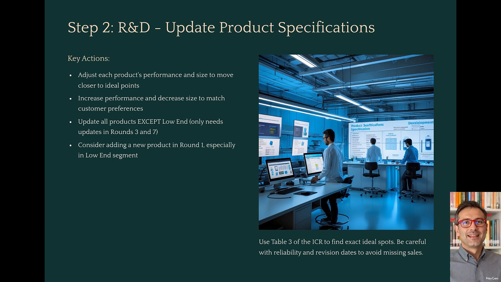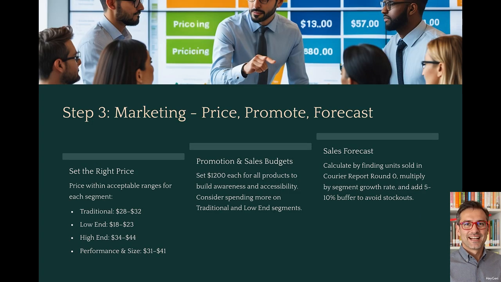Step 3. Marketing, price, promote, and forecast accurately. Next up is marketing, one of the most critical functions for early success. 3.1 Set the right price. Price your products within the acceptable range for each segment. Use the Courier report from Round 0 to see how your competitors price their products and adjust slightly below to gain market share. Example price ranges: traditional, $28 to $32; low-end, $18 to $23; high-end, $34 to $44; performance and size, $31 to $41.